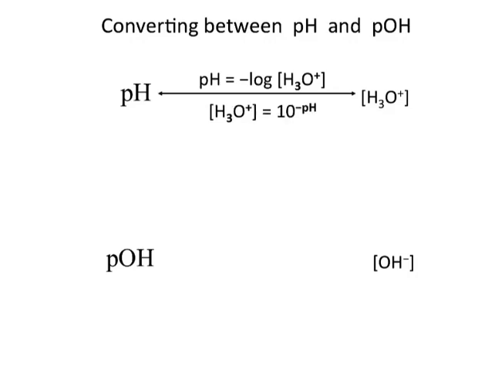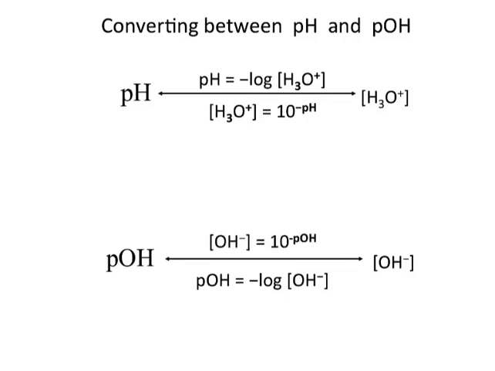Now if you want to go the other way, you move the negative sign over to the left, you take 10 to the both sides, and then 10 to the log of H3O plus gives you just H3O plus, and then you have 10 to the negative pH. So that's how you would convert back the other way, just by solving for the other variable. Now the same thing's true with OH, right? pOH is negative log of the concentration of OH, and then you can go back the other way by taking 10 to the negative pOH. Don't forget the negative sign there. It really messes things up if you don't have it.